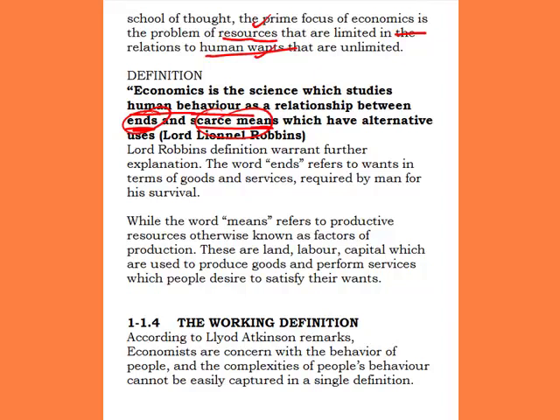Now, what we are saying in essence is that economics is a discipline. We study human behavior as a relationship between the ends and the scarce means. So when we say ends, what do we mean? Ends simply means our wants, our needs, our yearnings. We have different yearnings, different needs. These are the ends, and they are unlimited.